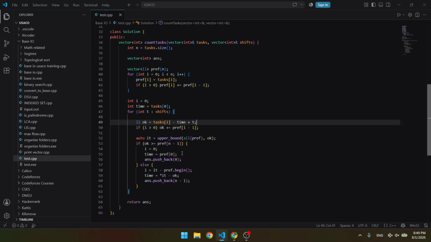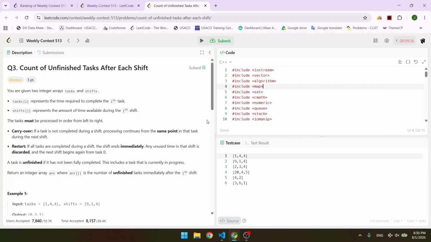So i is 0, time is equal to 0, or less than 0 is fine. And ans.push_back 0, yeah, ans.push_back 0 because we have 0 remaining. Otherwise, the current i will be it minus pref.begin. Time will be equal to pref[it] minus OK, and ans.push_back n minus i. And you can just return your answer array at the very end.